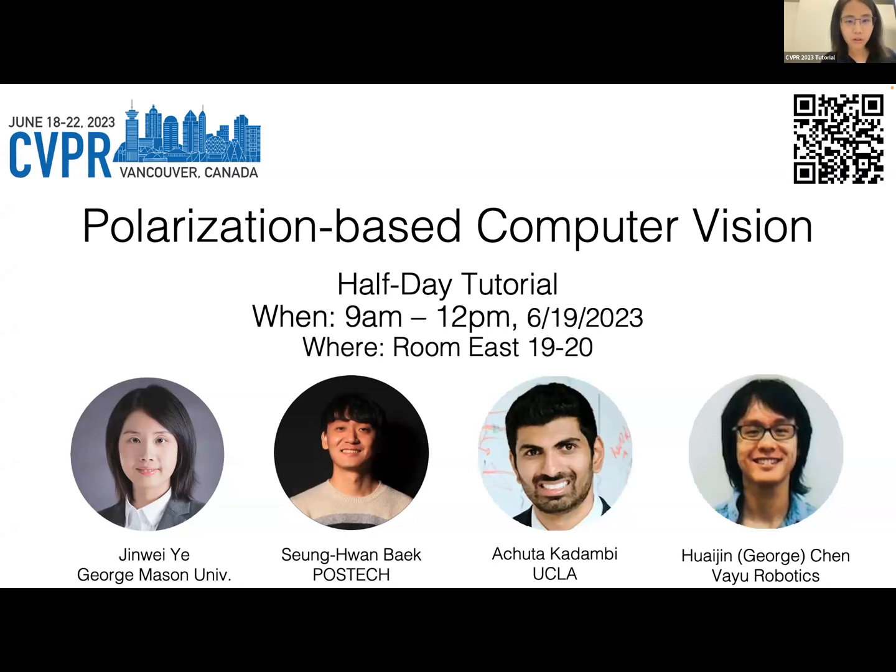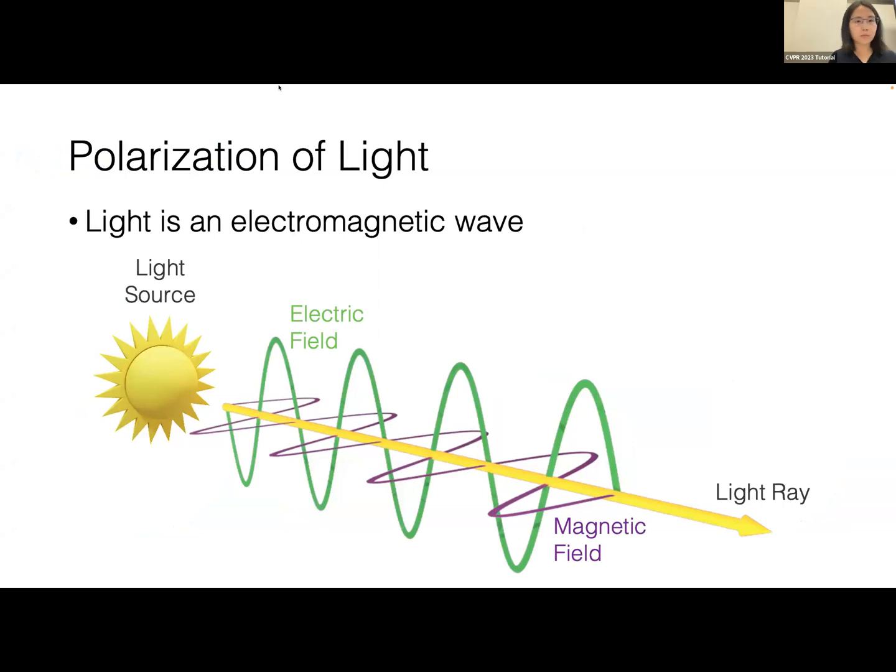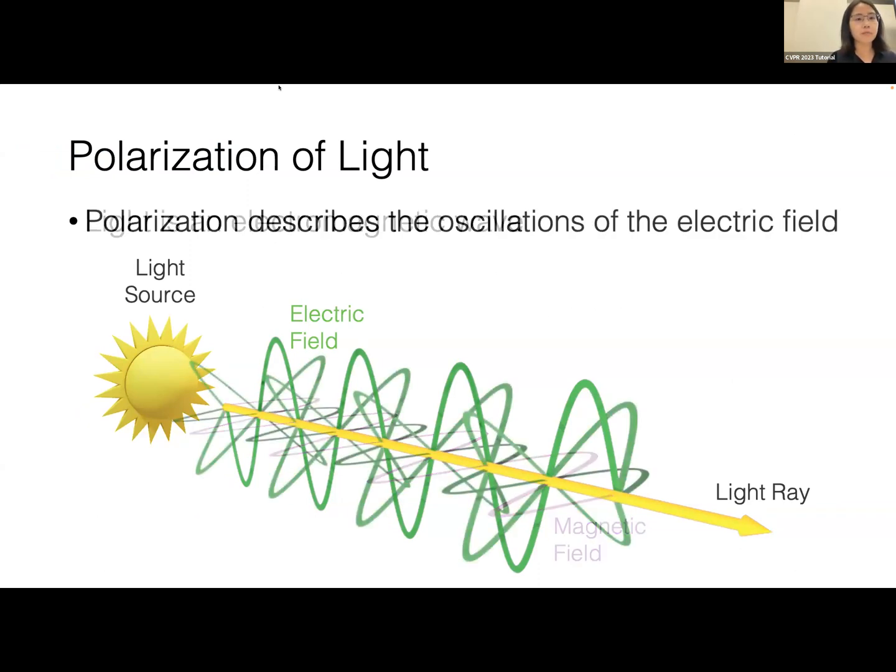Before starting the talks, let me give you some brief introduction about our motivation and your expectations from our tutorial. So what is polarization? Polarization is a concept in physics that describes a property of light. As you know, light is a form of electromagnetic wave, and polarization describes the oscillation of the electric field.